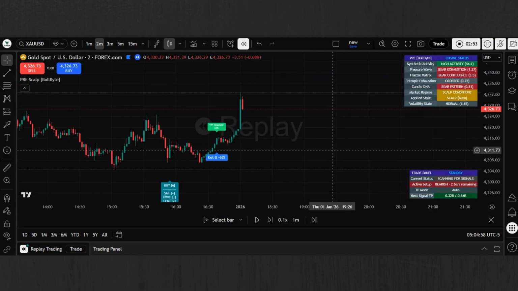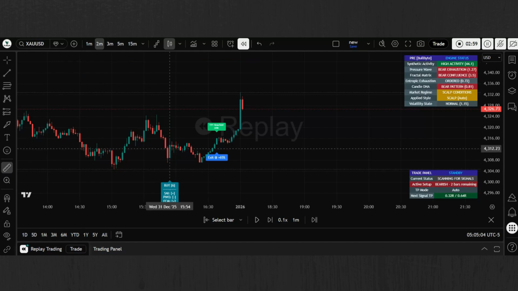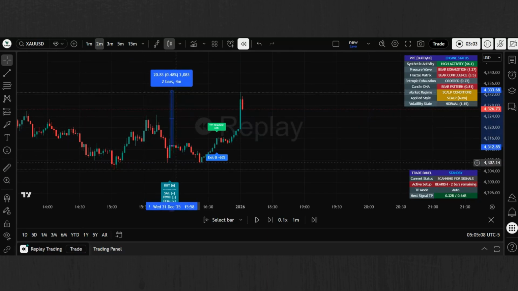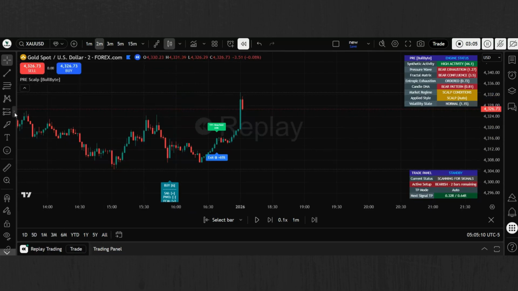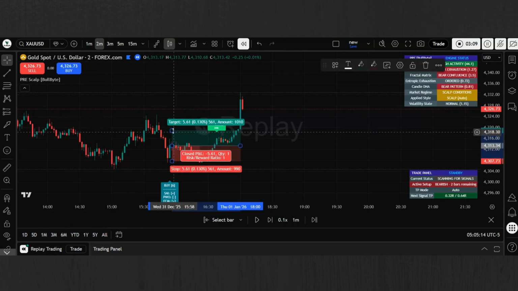You can also customize the booking percentages in settings. Maybe you want to book 65% at TP1 and leave 35% for TP2. That is completely configurable. Now let me show you something important. What if you feel the risk to reward is not favorable for you? What if you want different targets? Here is what you do.